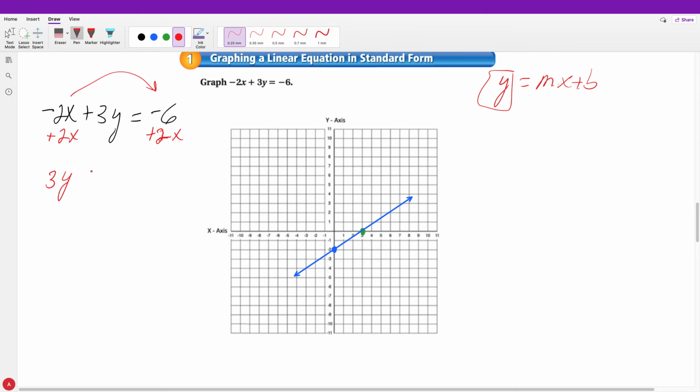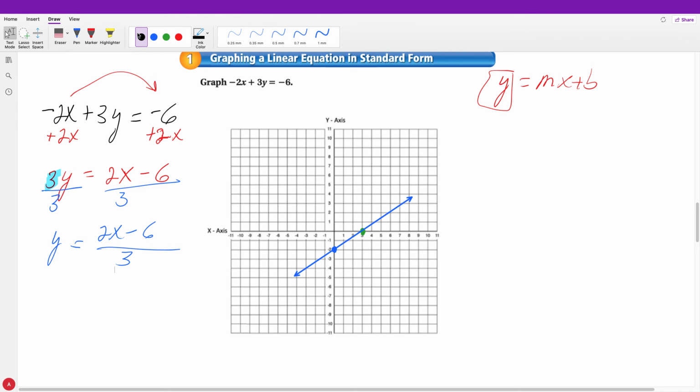So now I have 3y is equal to 2x minus 6. Since we know that slope-intercept form is written mx plus b, we're going to write our x first. Even if this was a negative, we would still write that first. And then the last thing we need to do is isolate that y. So I need to get rid of that times 3, and to do that, I will divide each side by 3. So now I have y is equal to (2x minus 6) over 3.